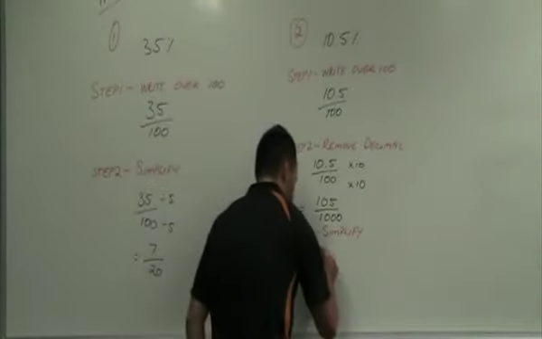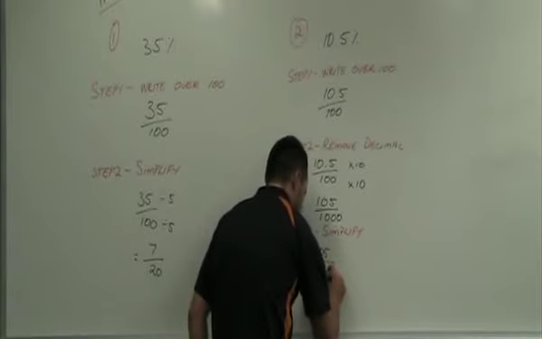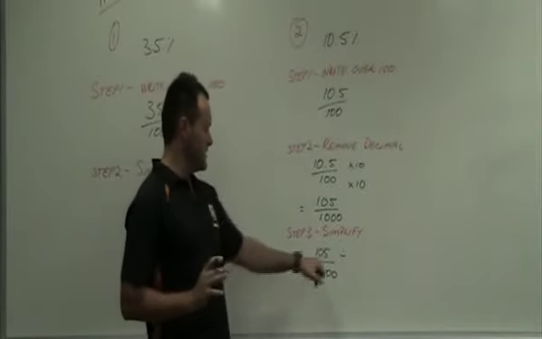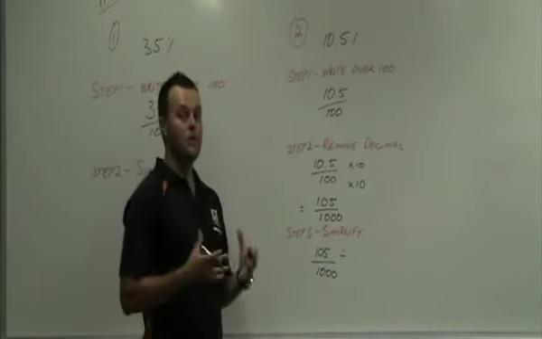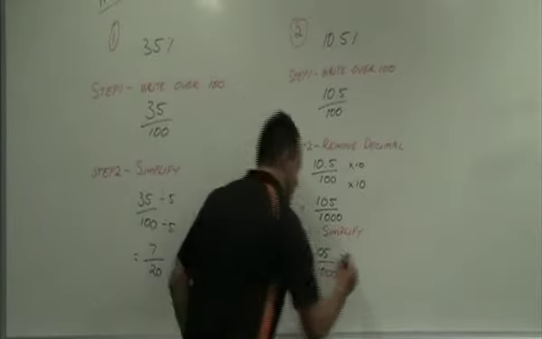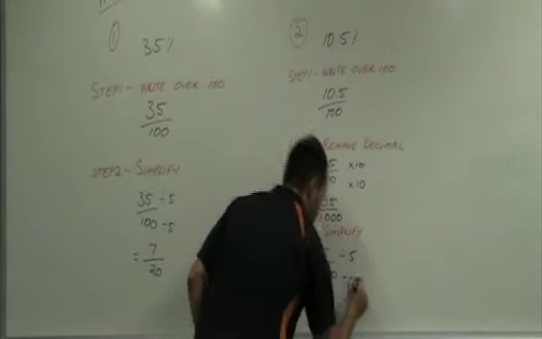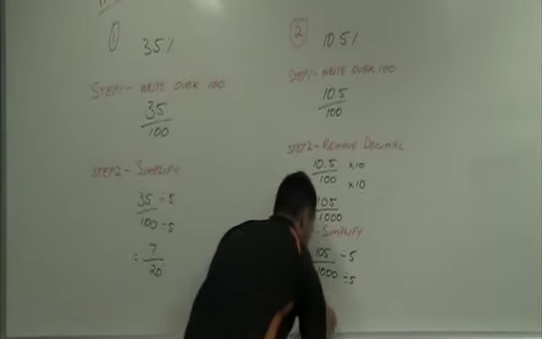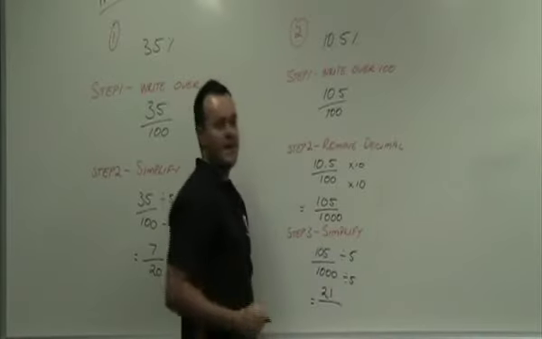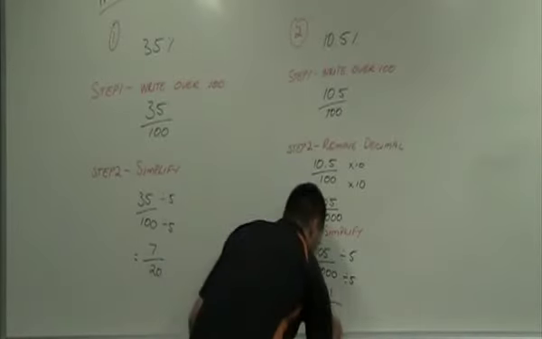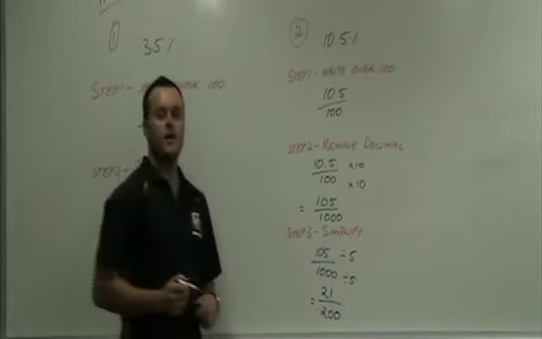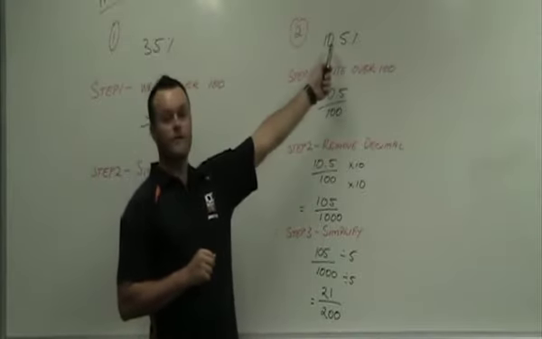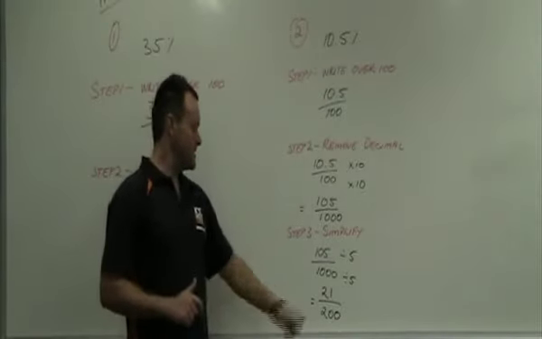Then we need to simplify. Now, the number that we're going to choose top and bottom, I'll give you a little hint: because it ends in 5, more than likely we're going to divide by 5. So 105 divided by 5 equals 21, and 1000 divided by 5 equals 200. Now 21 over 200 is in its simplest form, it won't go down any further. So 10.5% as a common fraction is 21 over 200.